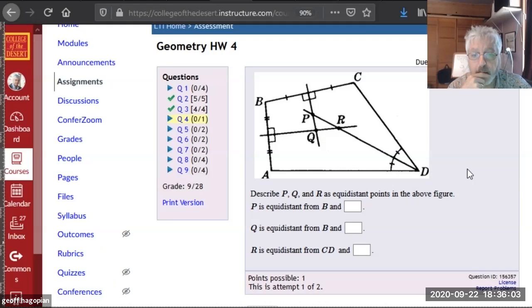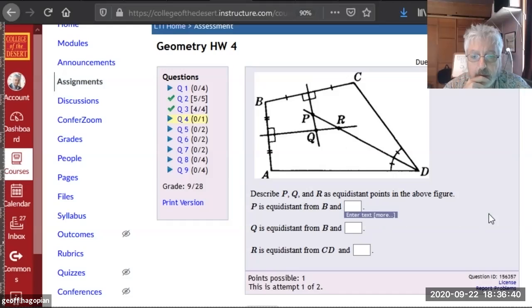Question 4. Seeing no questions in the chat or anybody chiming in. So what do we have here? We have a given quadrilateral with perpendicular bisector of AB, PR, and perpendicular bisector of BC, PQ, and angle bisector RD. Describe P, Q, and R as equidistant points in the above figure.